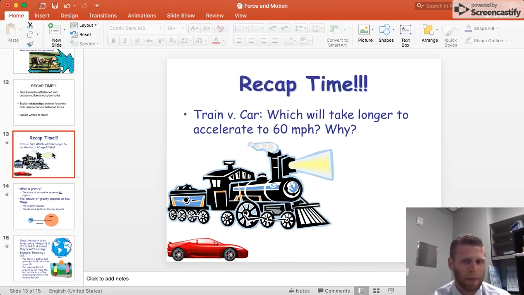Final recap time. Train versus car. Which will take longer to accelerate to 60 miles per hour? Please explain the answer of why.